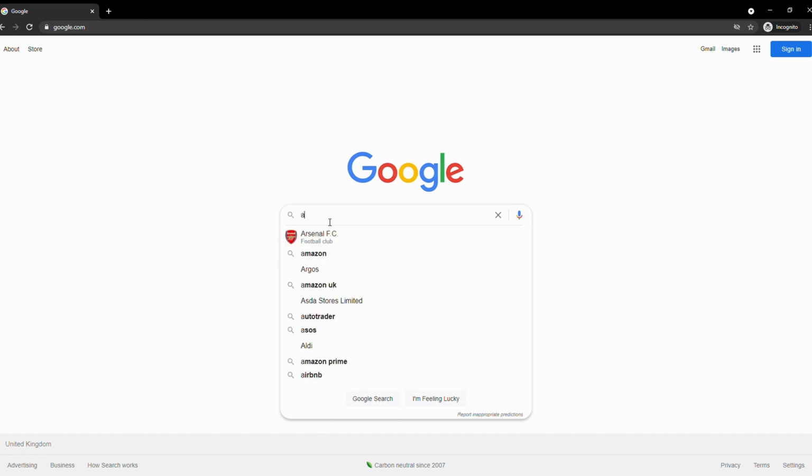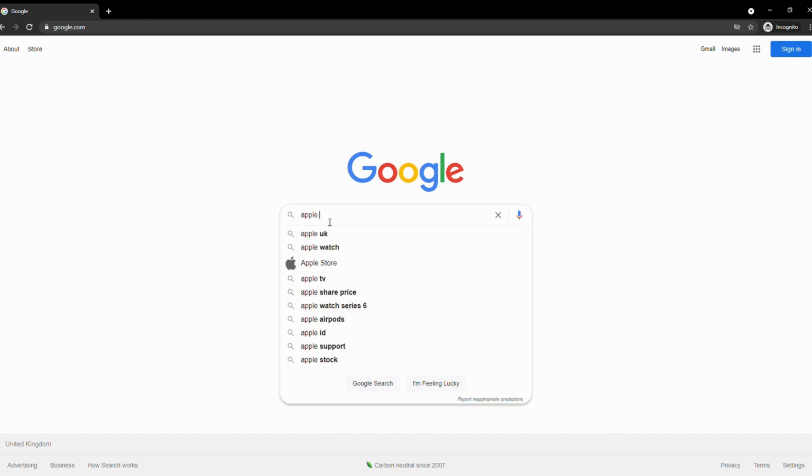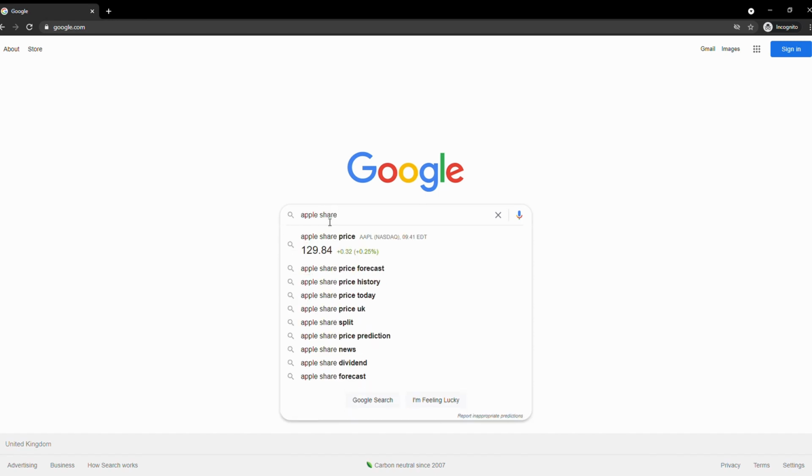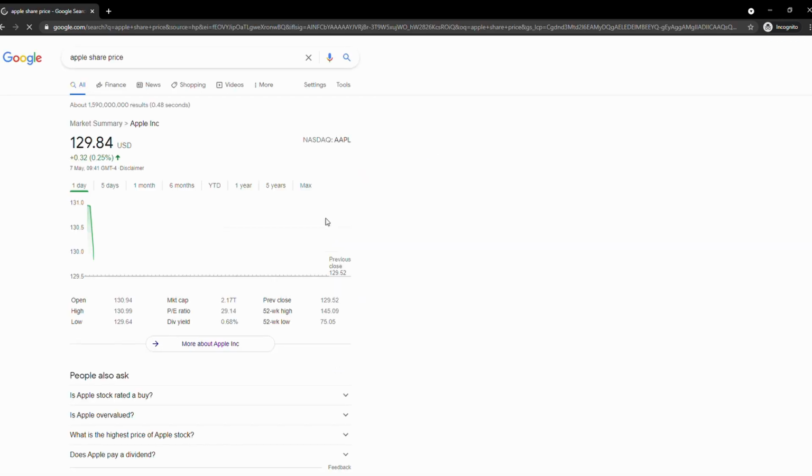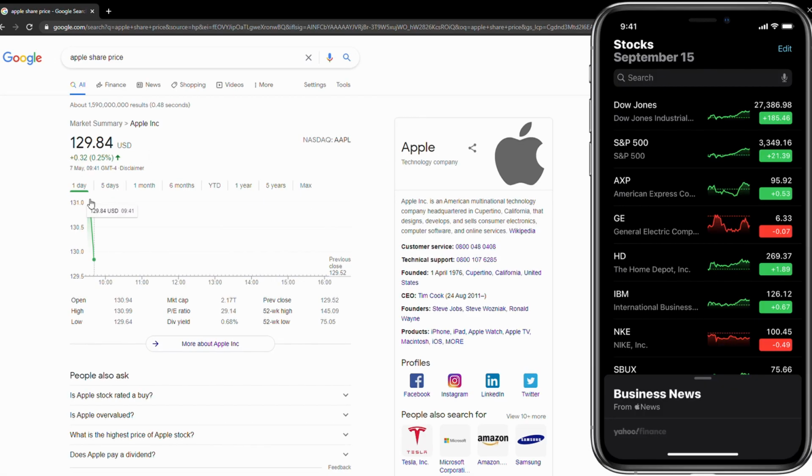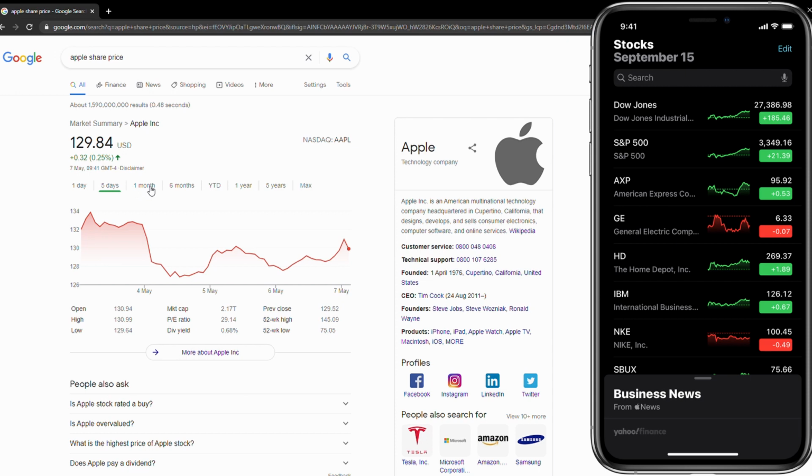You can simply type any company that you like on Google and it will display the current stock price. Also, if you are using iPhone, there is an app called Stocks, so you can check the shares and stocks of a company that you like. But our interest is not just to check the price, but how do we read it? How do we understand everything that's presented on the chart?